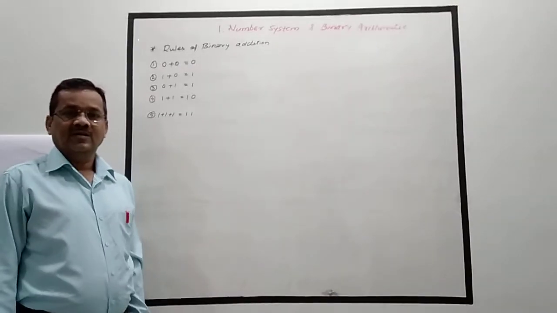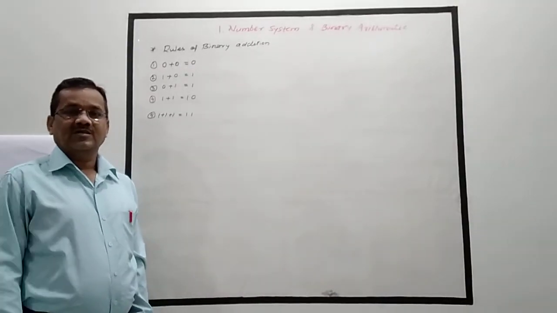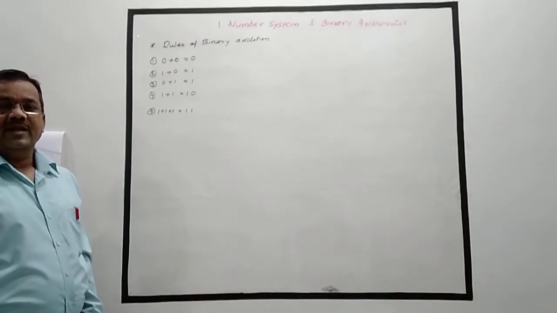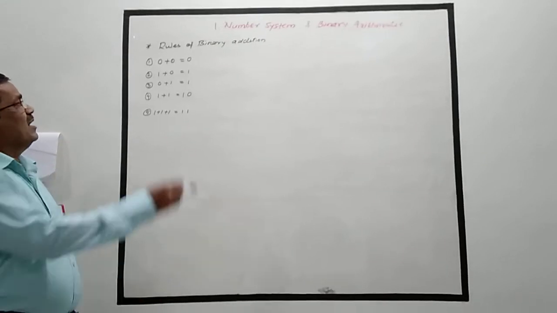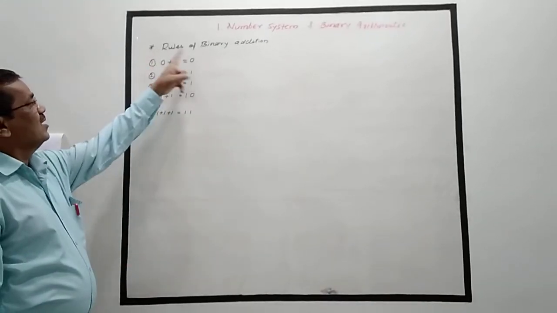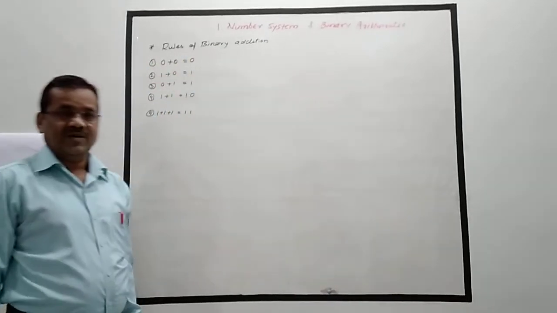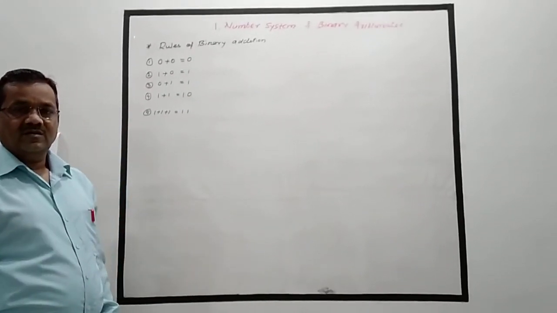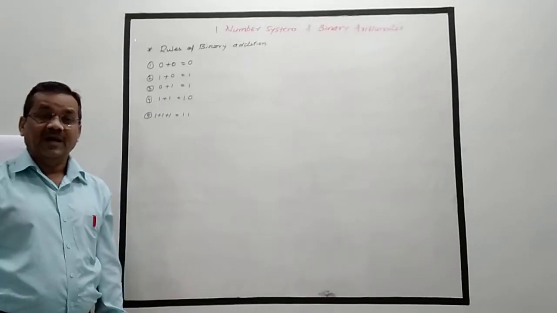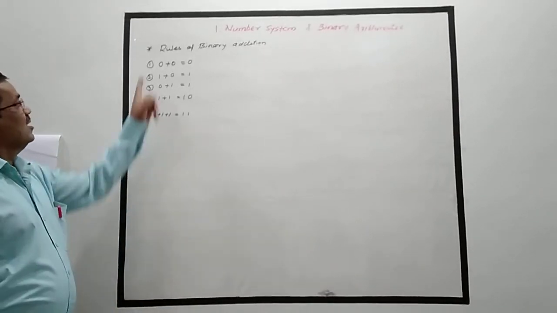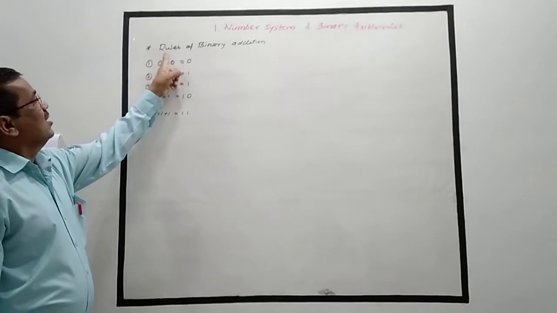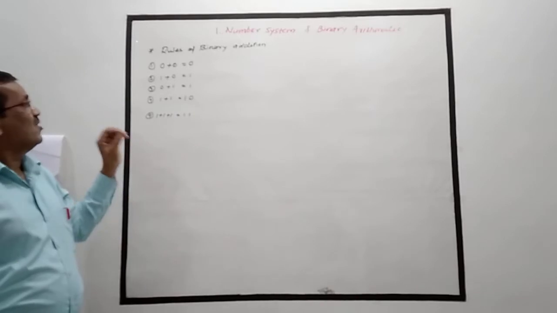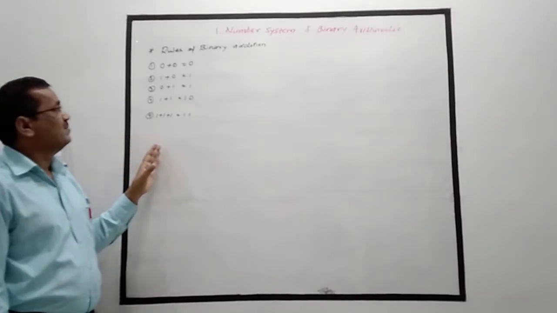Hello students, today we are going to discuss binary arithmetic. In binary arithmetic, there will be addition and subtraction. So first of all, we understand the rules of binary addition. Hence, the rules of binary addition are as follows. There are 5 rules of binary addition.